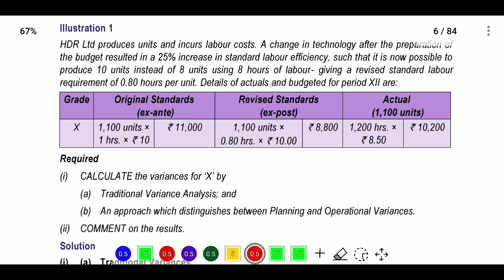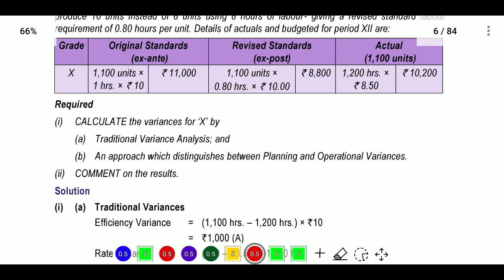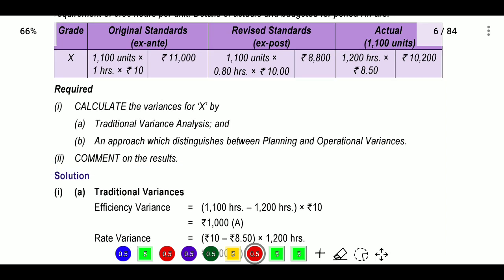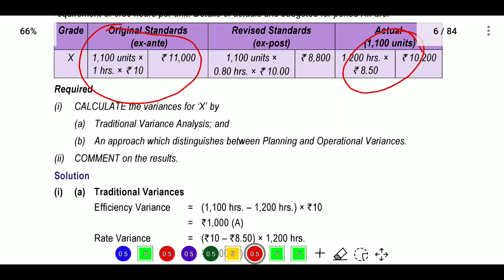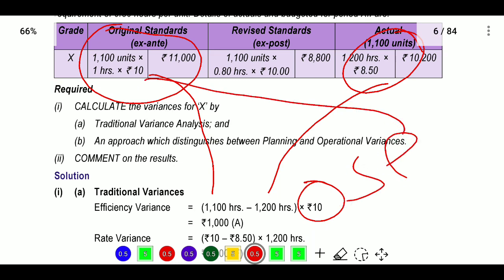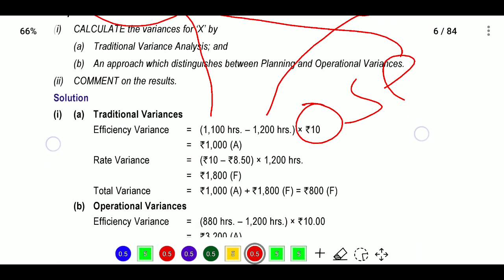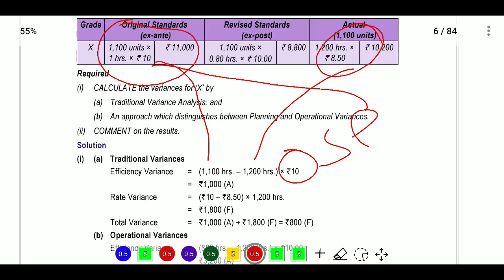Next, first, what is there? Traditional variance analysis. Traditional variance analysis means here we will see first the original and the actual position. So 1100 units into 1, that is, first standard minus actual, into price. Price means always standard price, so 10 rupees is always the standard price. Next, rate variance. We will take standard price minus actual price.